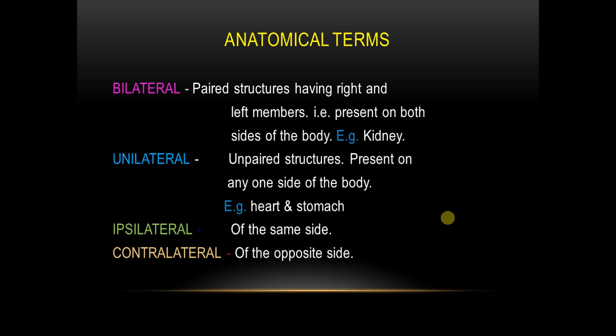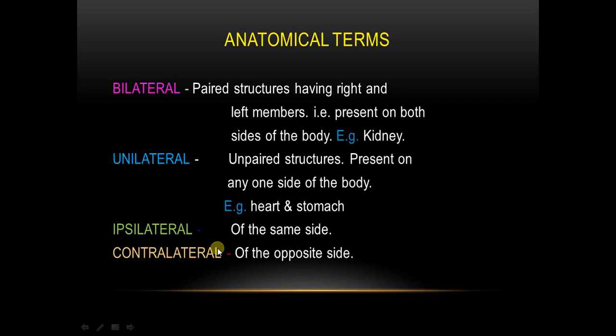So, examples of unilateral structures: of course your heart is present towards the left side of your body, more towards the left side to be exact. Stomach is a unilateral structure because we have only one stomach, which is present again on the left side. Your spleen is a unilateral structure. Your liver is a unilateral structure. They are all unpaired structures which are present unilaterally.